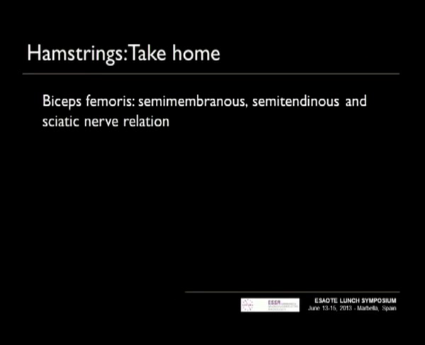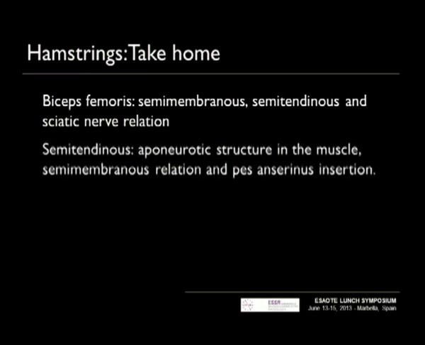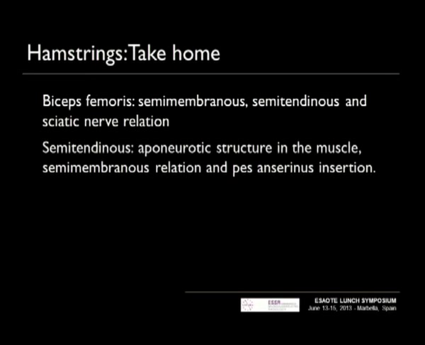Well, to finish, only take home several concepts. The biceps femoris has a very close relation in the upper part with the semimembranosus, and also with the semitendinosus, and with the sciatic nerve, because it always covers and protects it. The semitendinosus has an aponeurotic structure in the muscle, very characteristic and very easy to see. It has a very close relation also with the semimembranosus. The semitendinosus is always above the semimembranosus muscle, and it inserts in the pes anserinus.